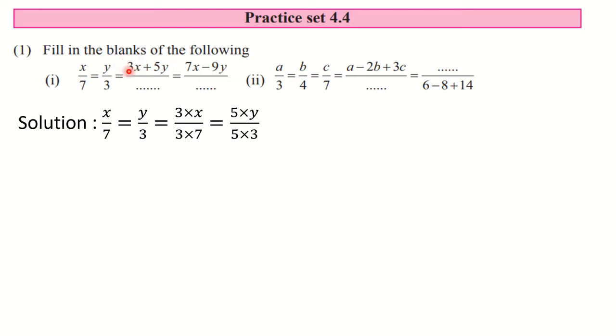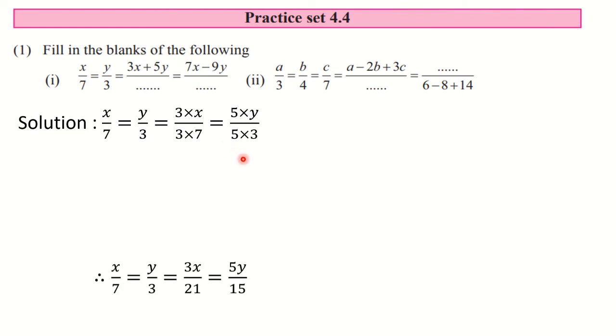Here the term present is 3x. So here we want 3x. That means here we are multiplying by 3, so down also we have to multiply by 3. So in the first ratio we multiply by 3 in both places. So I have written 3 into x upon 3 into 7. And here I have 5y, so I have to multiply by 5 in both places here. So 5 into y and 5 into 3.